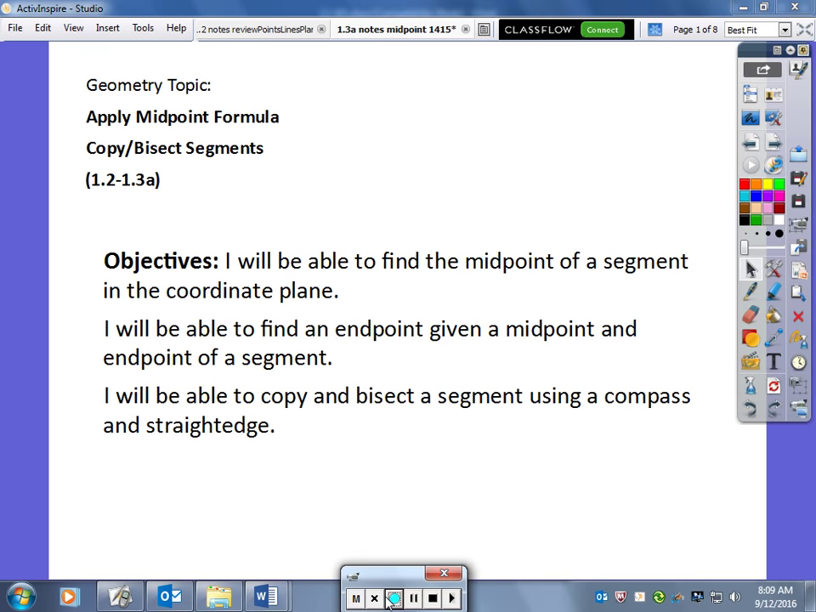The objectives for today are: I will be able to find the midpoint of a segment in the coordinate plane. I will be able to find an endpoint given a midpoint and endpoint of a segment. And I will be able to copy and bisect a segment using a compass and straight edge.